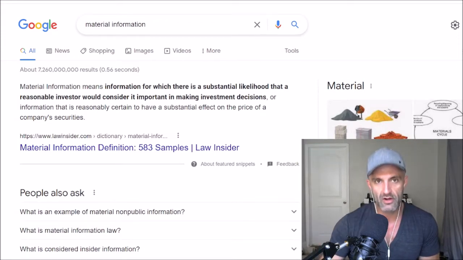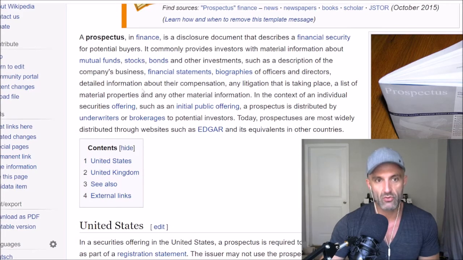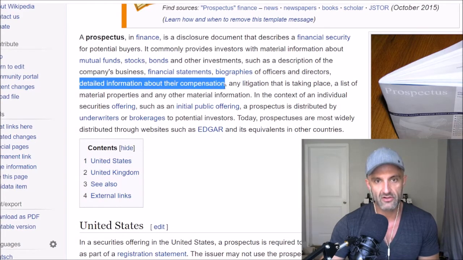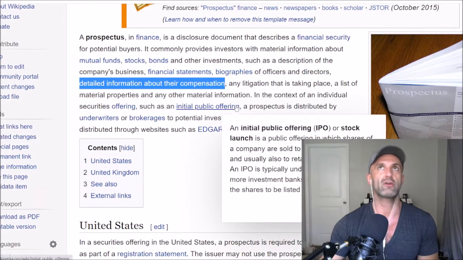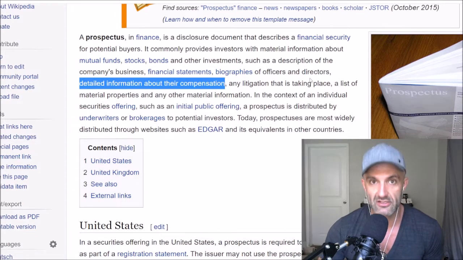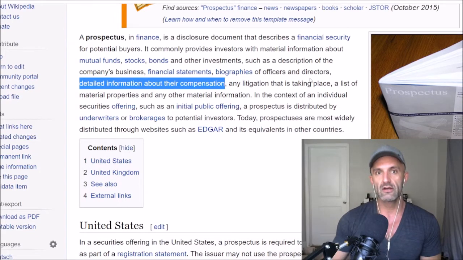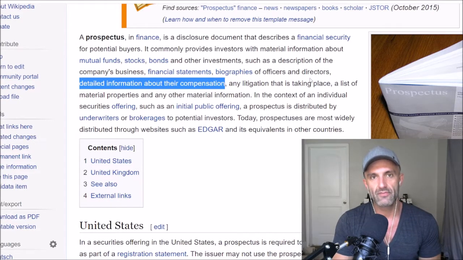Right? And one area that these white papers don't cover in detail, because they think it's somehow going to be negative, and in reality this is where the value is. Detailed information about their compensation. How are the people involved in the project going to get paid?